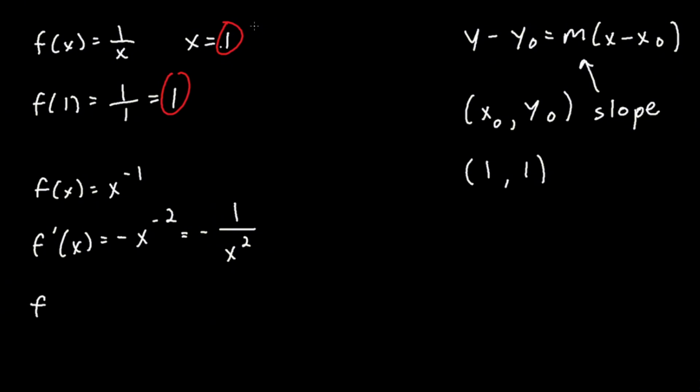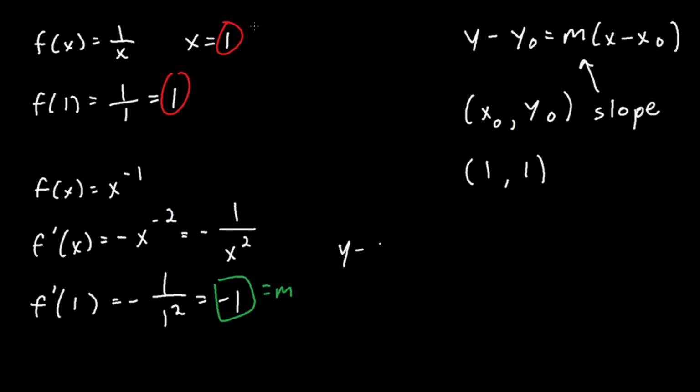And we want to find the derivative at x equals 1 to find the slope of your tangent line. So we just plug in 1. So negative 1 over 1 squared, which is equal to negative 1. Therefore, your slope is negative 1.